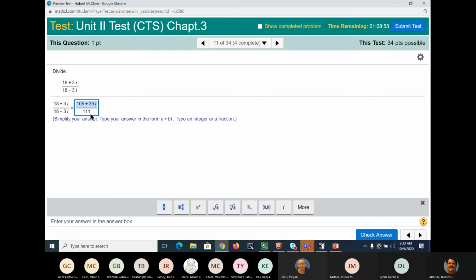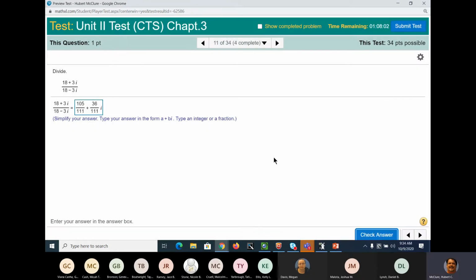Okay, so that's going to be 105 over 111 plus 36i over 111. And they may want the i out to the side. Okay, so I've got an error somewhere.